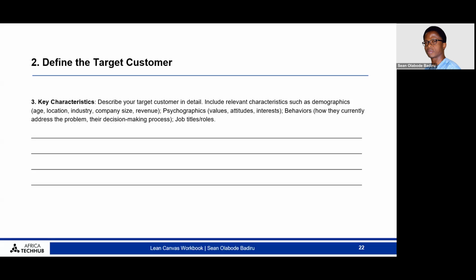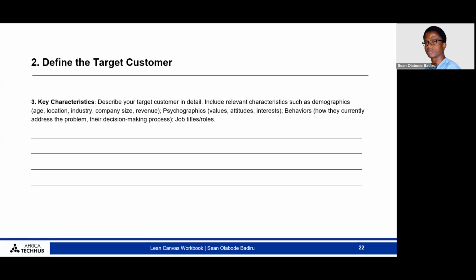All of these are what Meta, Facebook, had structured on their pages. So if you have ever done social media marketing, especially trying to do social ads, you see that they will ask you to narrow down your target customers. And these are some of the things they will ask you to choose. Defining these target customers, their values, their attitudes, their interests, what they love, their age, location, industry, etc., their behaviors, how they are currently addressing this problem.